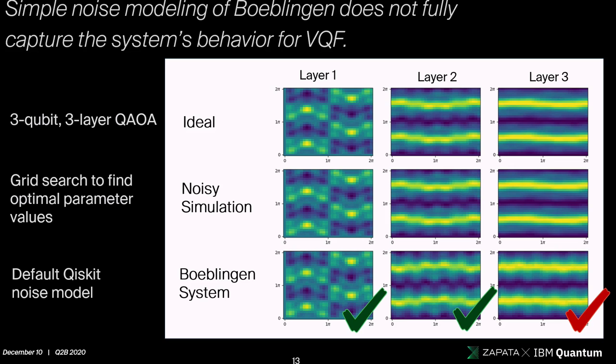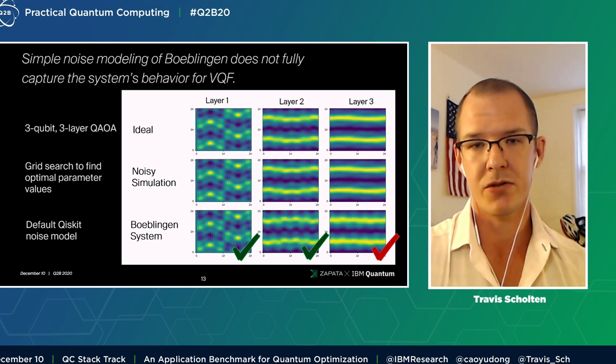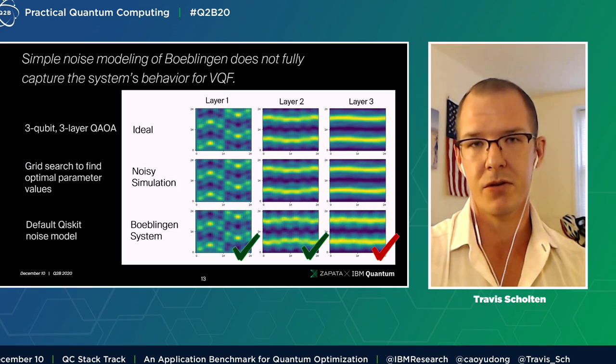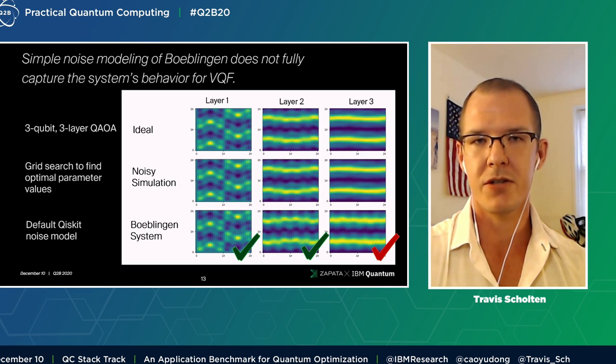We fix the parameters from the previous layer using a grid search. And what we notice in the rows is that we look at an ideal simulation, we look at a noisy simulation using noise models that are made available via Qiskit, and then we look at results from actually running on Berbligen. And again, this is where I think it's really important to emphasize the integration between Qiskit and Orchestra, the fact that we can take advantage of these kinds of simulation features, noise models, etc., available in Qiskit. And if you look at layer 3, you'll notice a discrepancy.